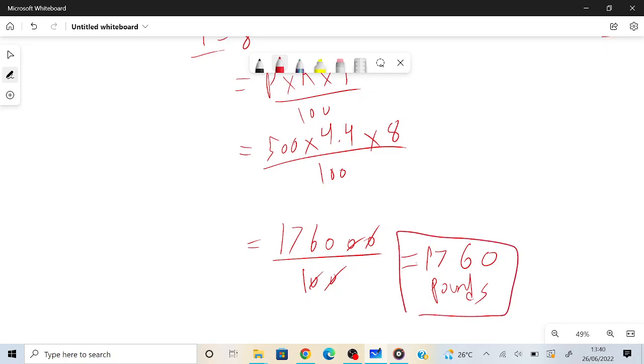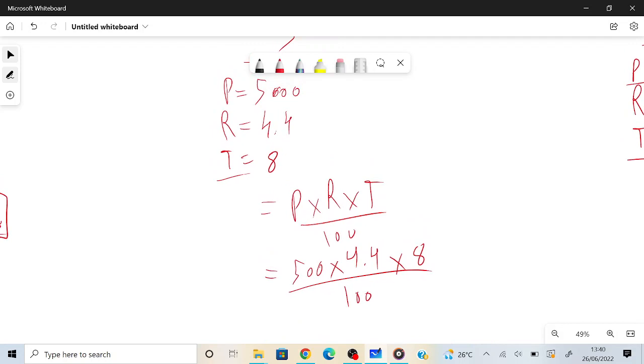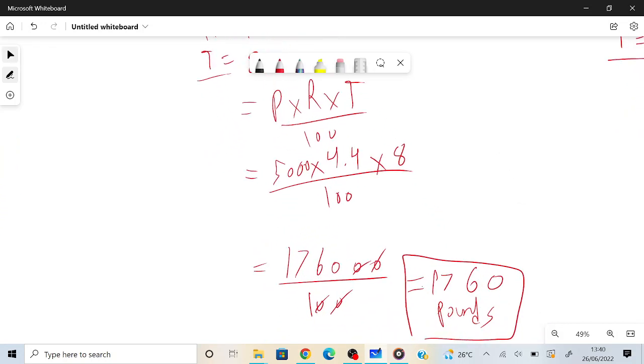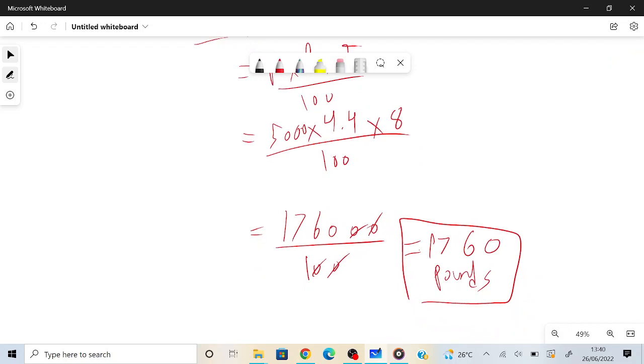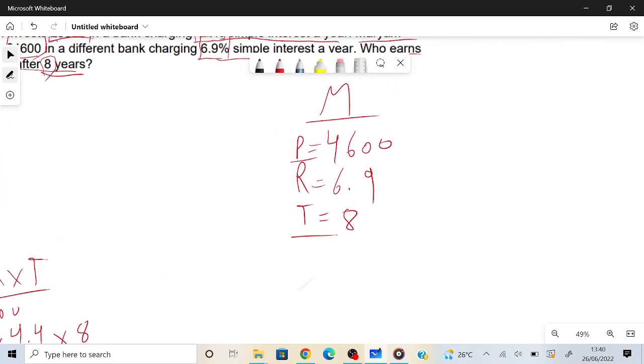Okay, let me just confirm if we inputted the same value. Okay, this is 5,000. Sorry guys, 5,000 times 4.4 times 8. I think that is still 4.4 times 8. Oh, okay, that's correct. 1760 pounds. That's correct. So now let's have a look at Miriam.